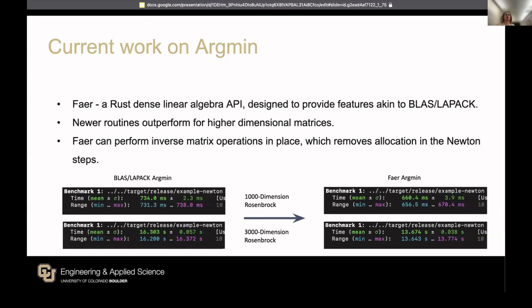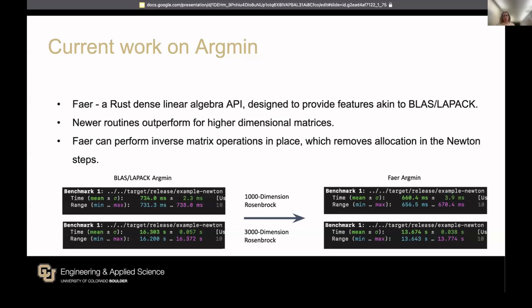Currently, we have been working on getting faer, which is a dense linear algebra API designed sort of to be akin to BLAS and LAPACK, in the back end, so that we can take Argmin away from that ndarray-linalg dependency and bring it into the pure Rust space.